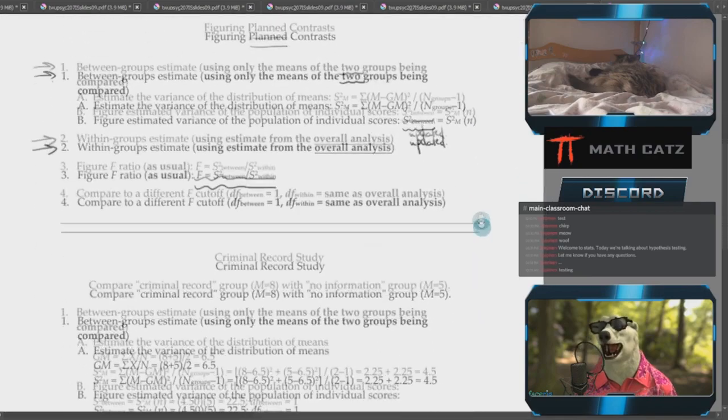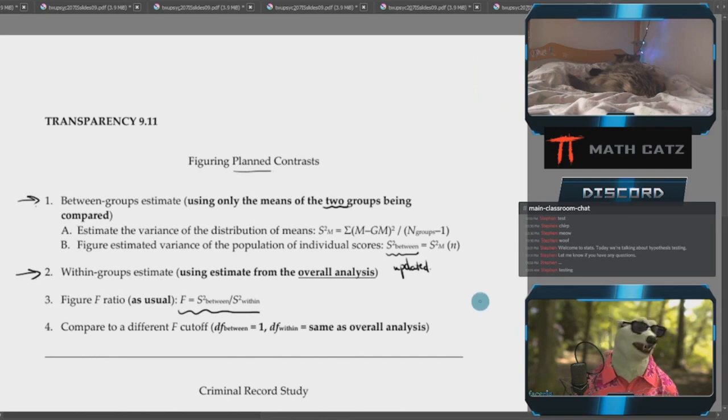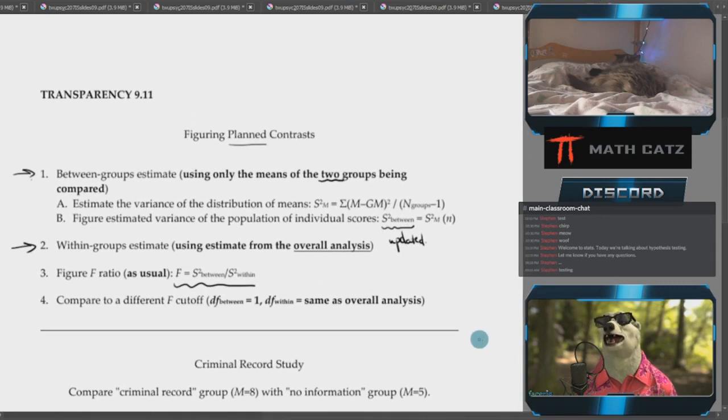So if we look at the criminal record study, if you remember, we had 3 groups. I'm not going to go back to that slide because I'm struggling to find the slides. We had 3 groups, and the jurors received different information. Some received nothing, and we wanted to see if it affects their judgment, their rating. And we found that yes, there is a difference. The evidence suggests there is a difference. We don't know where. So if we now compare just 2 of the groups, let's take the criminal record group and the no information group.